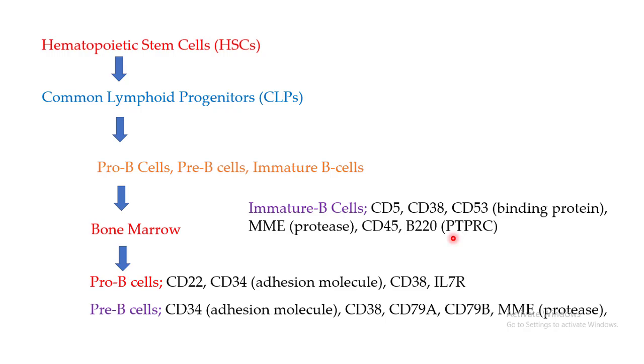So this particular stage of the development of the B cells happens in the bone marrow. We will continue the discussion in the next video, and we'll talk about the other developmental stages of the B cells.